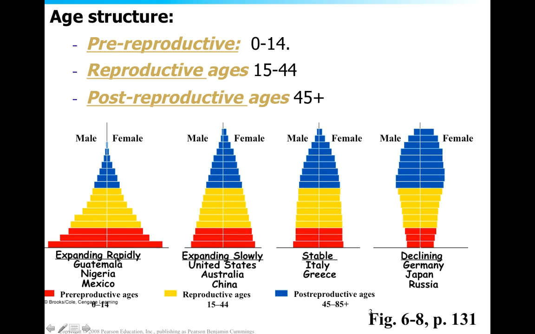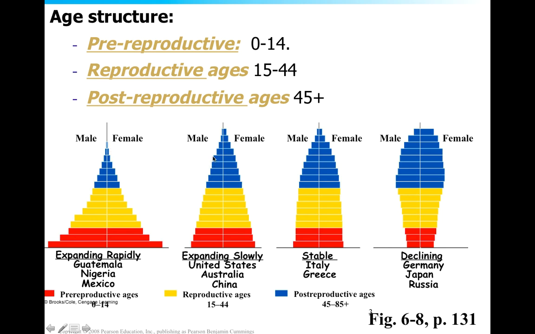So expanding rapidly is a country that has lots and lots of young people and then a good amount of adults. Typically, they're going to have fewer old people because usually these are places that don't have as good sanitation and medical conditions, so the elderly don't live quite as long. I call this an extended pyramid shape.